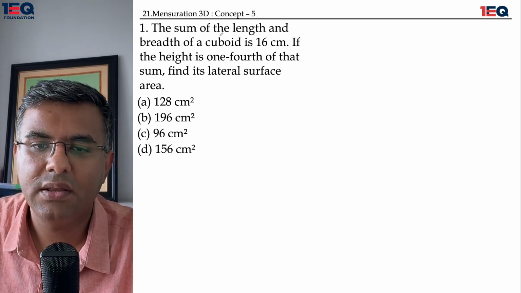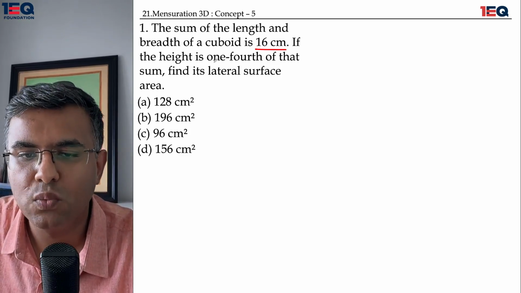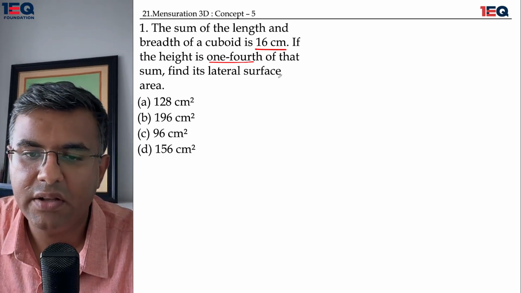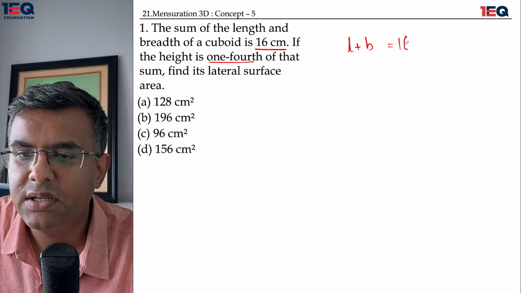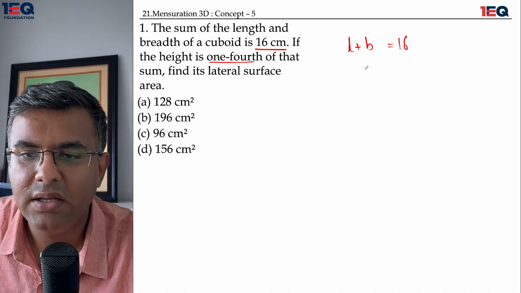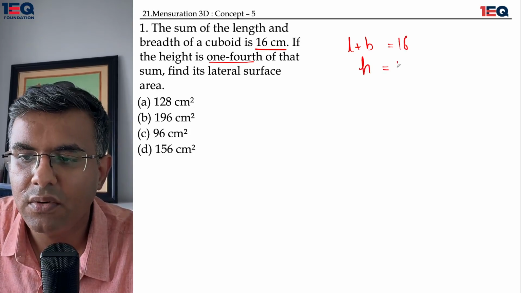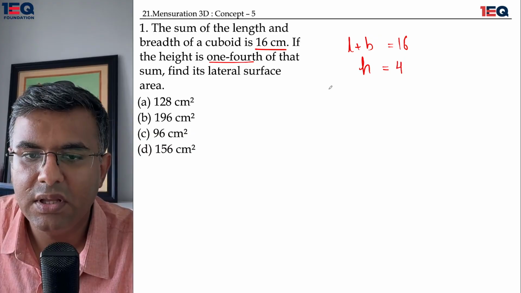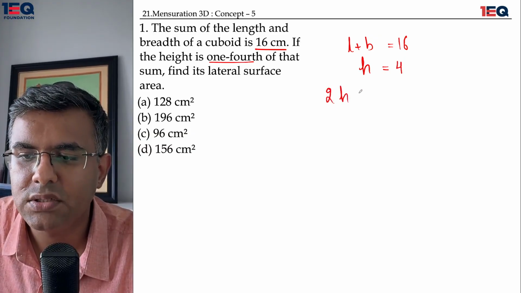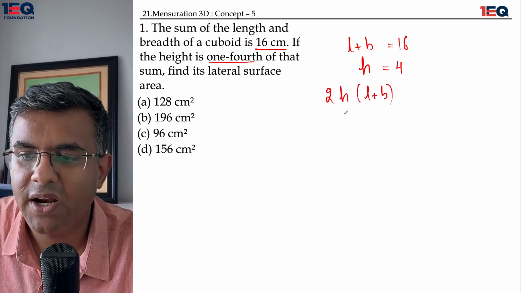The sum of length and breadth of a cuboid is 16. If the height is 1/4 of that sum, find the lateral surface area. I have L plus B with me. L plus B is 16. The height is 1/4 of the sum. That means it is 16 by 4, which is equal to 4. Find the LSA. The LSA stands for 2H multiplied by L plus B.